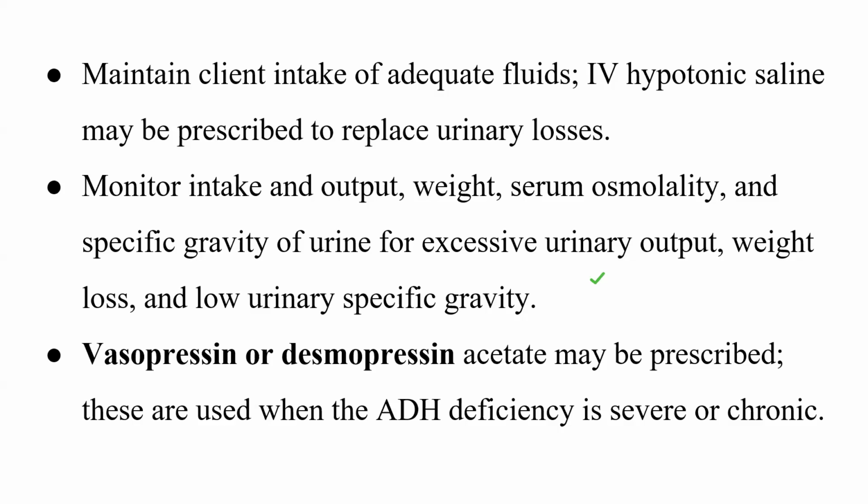You also want to give vasopressin or desmopressin as prescribed. These are used when the antidiuretic hormone deficiency is severe or chronic. These are one of the major medications for diabetes insipidus, depending on the severity. That's the vasopressin and desmopressin.